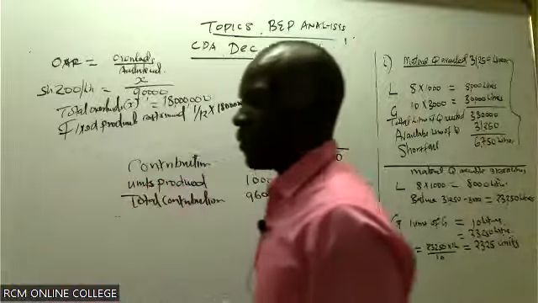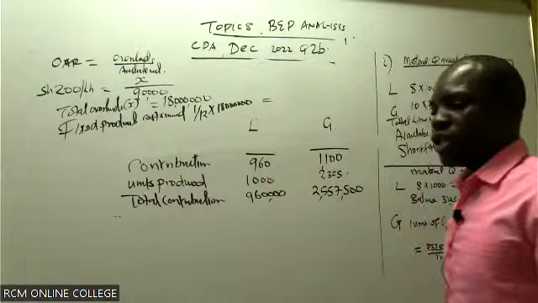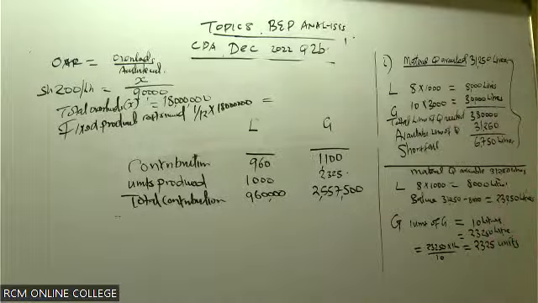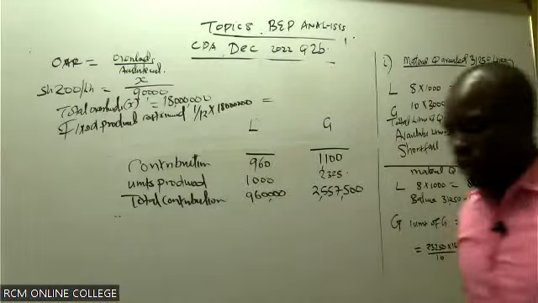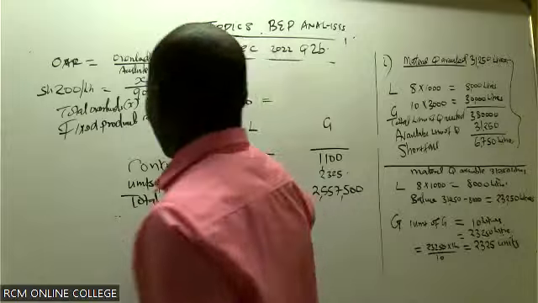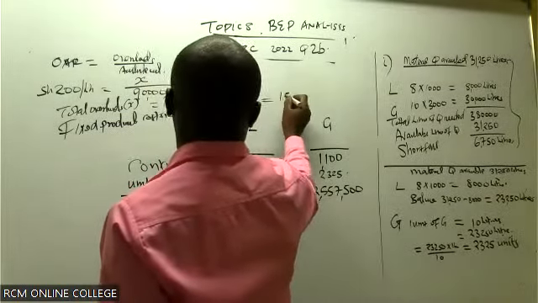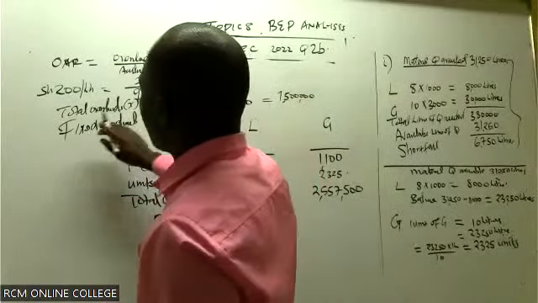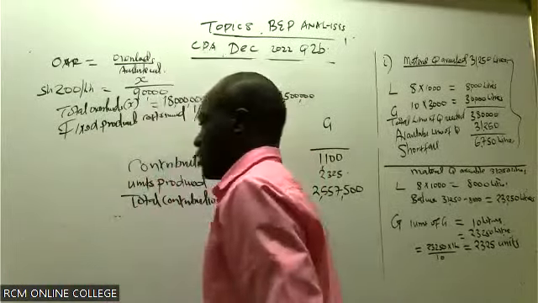How much does that give us? A 12th of 18 million. A 12th of 18 million gives us how much? 1.5 million. That is the fixed production overheads.